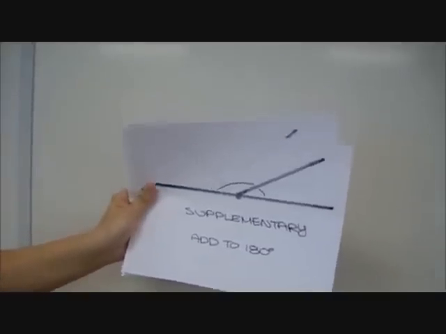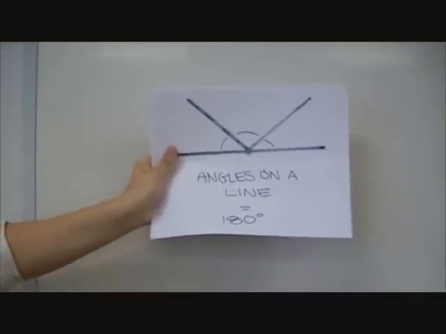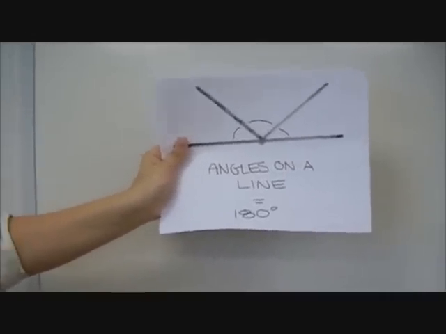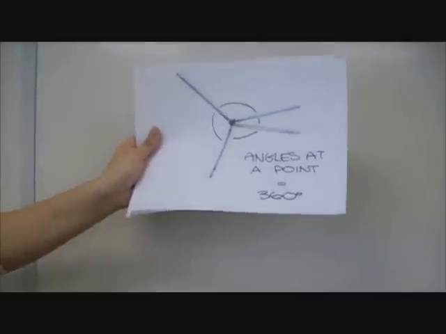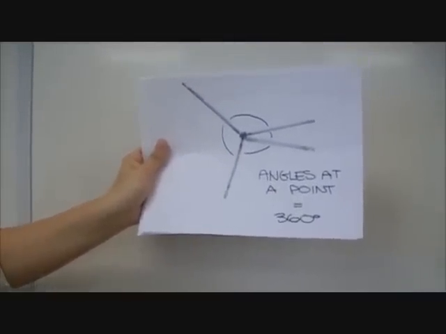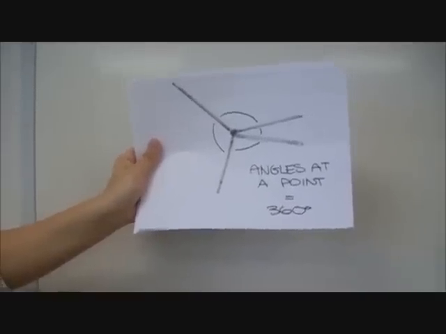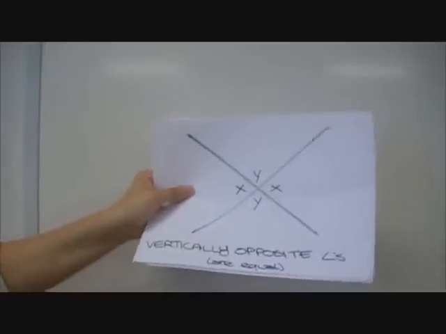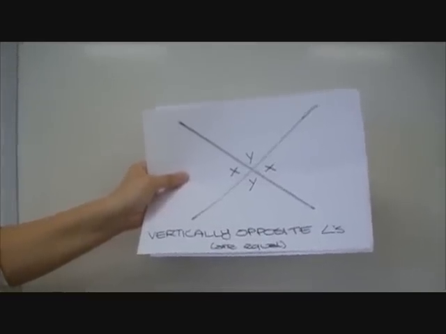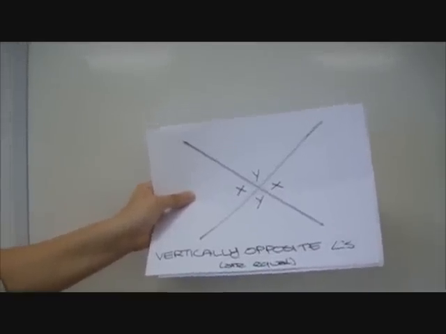Now, there is an angle that's called angles on a line. All angles on a line must add together to equal 180 degrees. Now, another simply named angle is called angles at a point. All angles at a point must add together to equal 360 degrees. Vertically opposite angles, this definition is in the name. The angles that are vertically opposite from each other are equal.